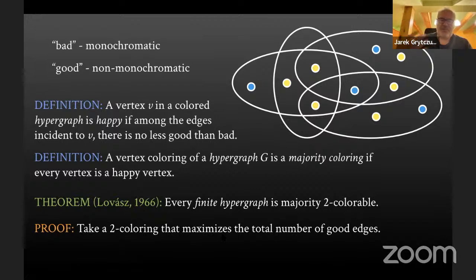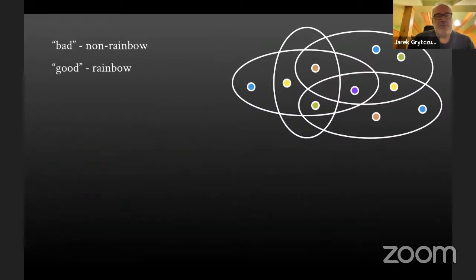So the proof is just by taking a 2-coloring that maximizes the total number of good edges, but we achieve it algorithmically, maybe by switching colors on non-happy vertices. Okay, but there are many other types of proper colorings of hypergraphs.